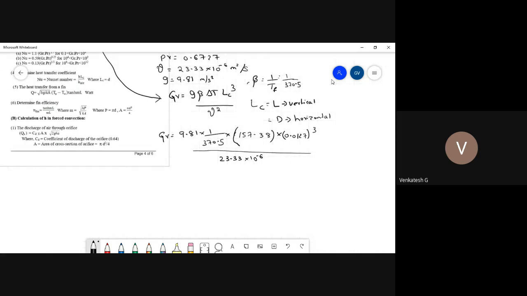So we get the Gr value as 11857.7. And the Prandtl number, which we already took from the data handbook, is 0.6727. If you multiply these two, Gr and Pr, we get the GrPr value, which will be around 8213.